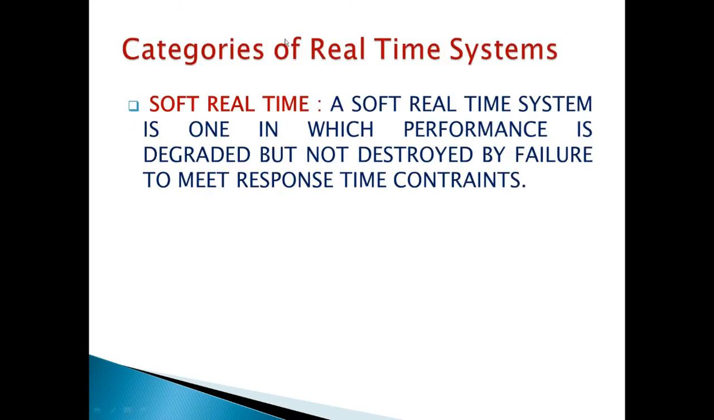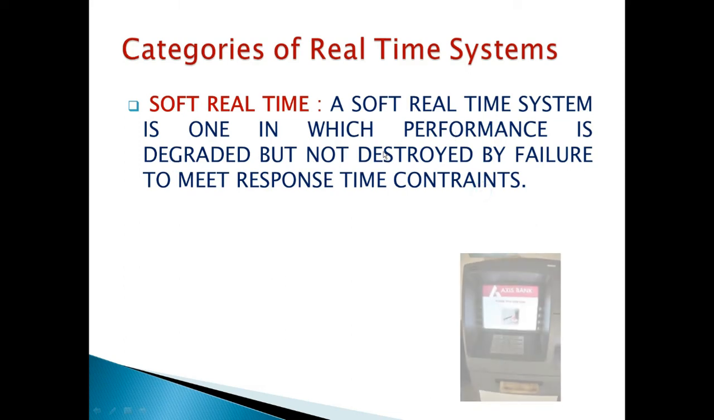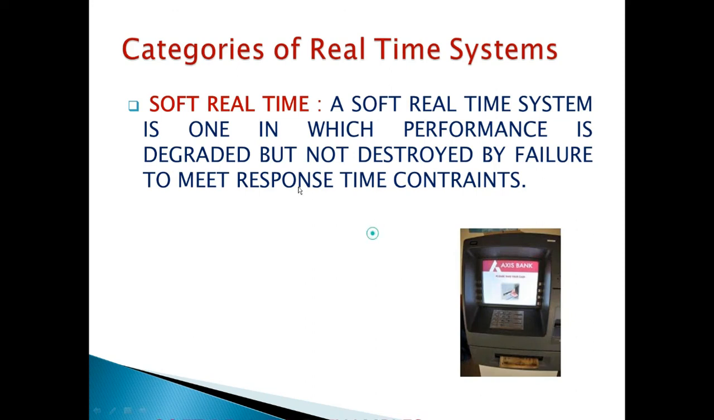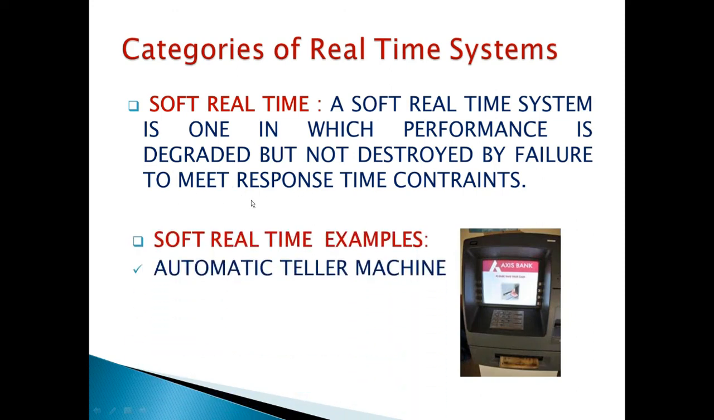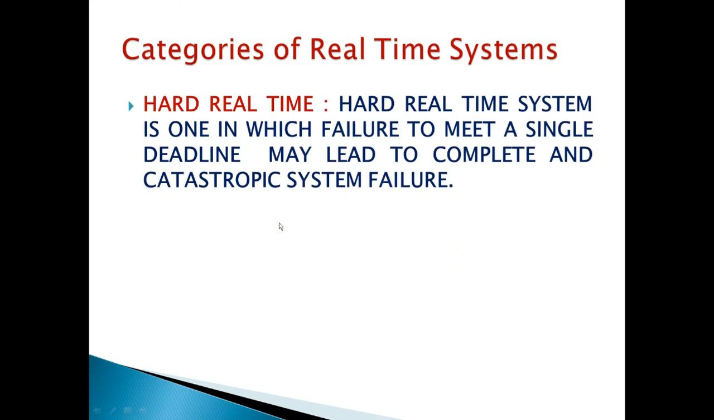Okay, categories of real time. A soft real time system is one in which performance is degraded or delayed but not destroyed by failure to meet the response time constraints. Example, ATM machine. The soft real time example is the automatic teller machine.